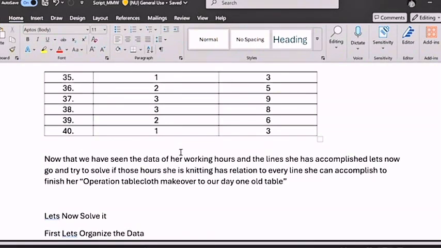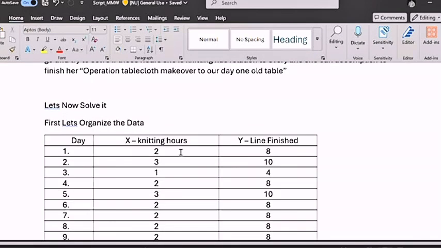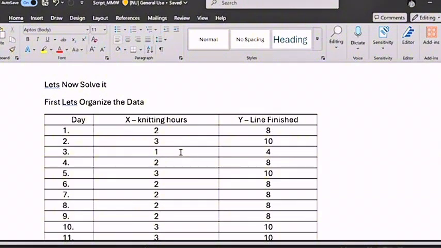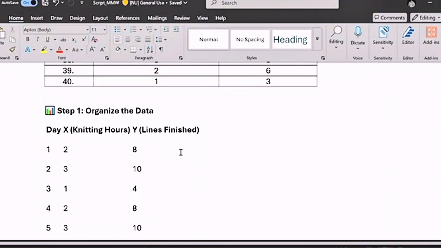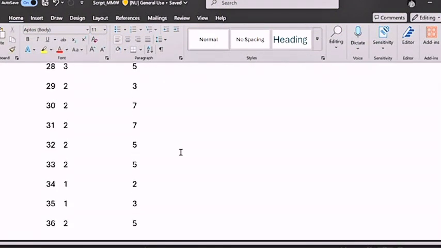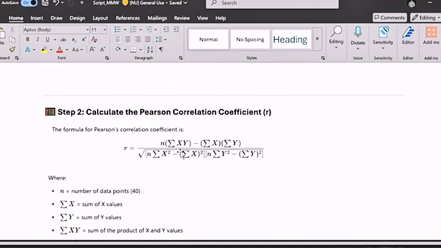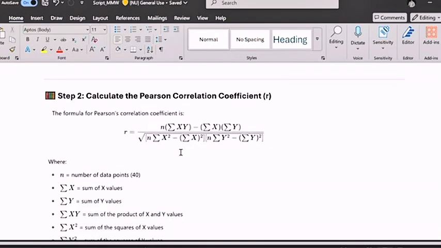Now that we have seen the data of her working hours and the lines she has accomplished, let's try to solve if the hours she's knitting have a relation to every line she can finish for her Operation Tablecloth Makeover, their day 1 old table. Let's first organize the data, day 1 to 40. Then let's calculate the Pearson correlation coefficient, which stands for R.